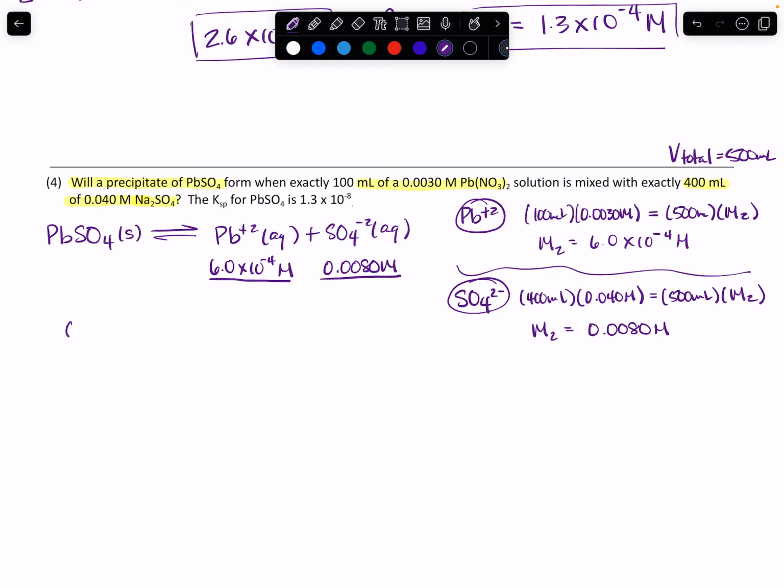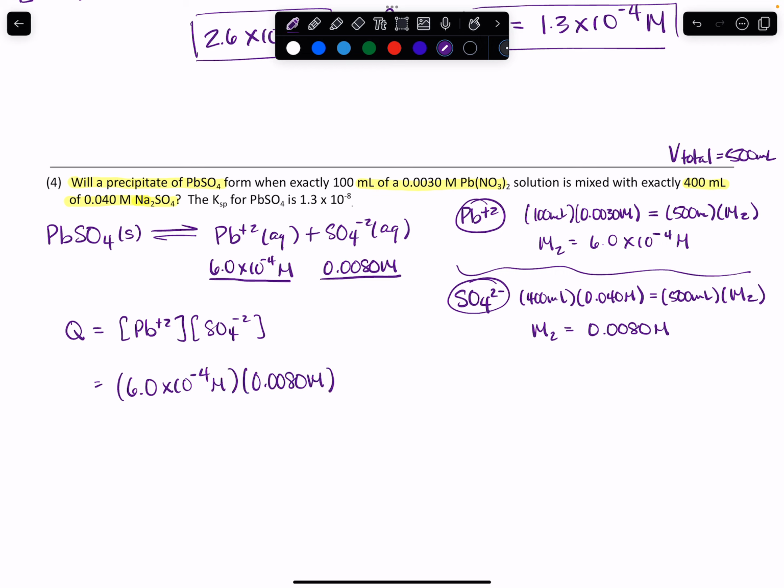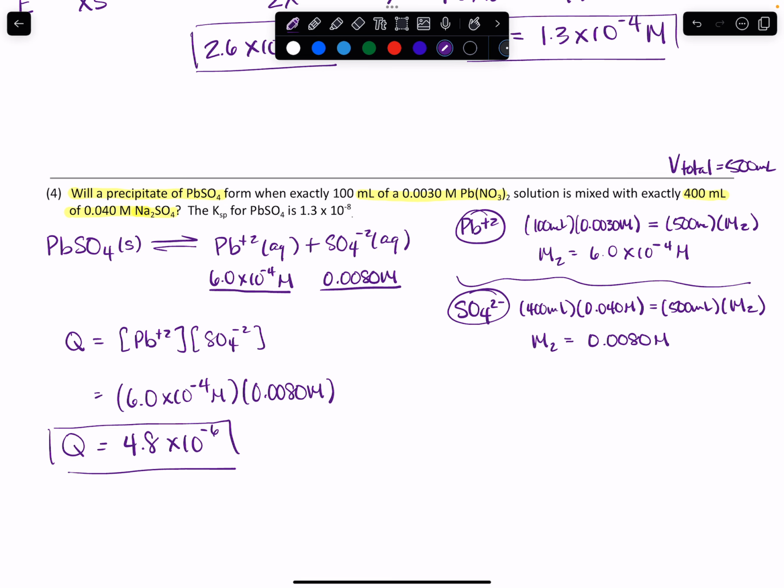Now we set up our Q expression. Q is going to be equal to the concentration of lead ions times the concentration of sulfate ions. Then we plug in 6.0 times 10 to the negative 4 times 0.008. Multiply that out, and we get 4.8 times 10 to the negative 6. So Q is 4.8 times 10 to the negative 6. Now we need to compare that to KSP. KSP is equal to 1.3 times 10 to the negative 8.